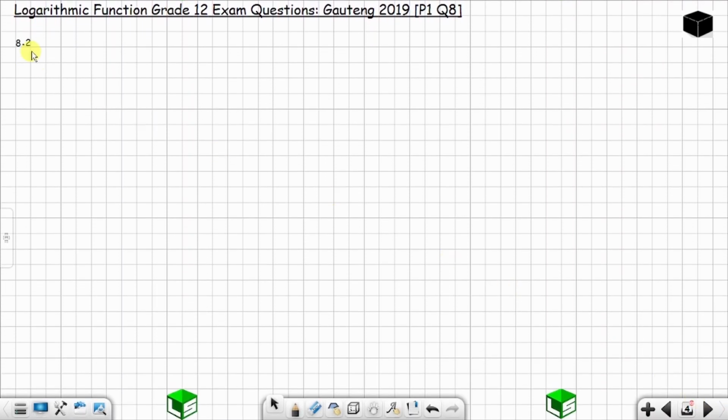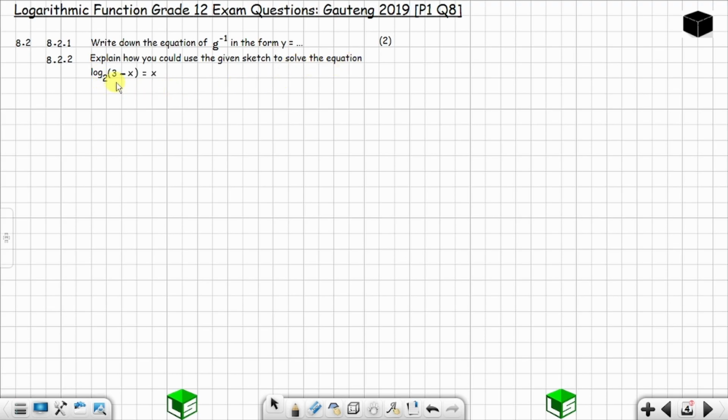Now 8.2, you have 8.2.1. The question is write down the equation of the inverse of g in the form y is equal to. The question is 2 marks. Okay? 8.2.2, explain how you could use the given sketch to solve the equation. This equation, log of 3 minus x base 2 is equal to x. Okay, we are going to solve that. The question is also 2 marks.